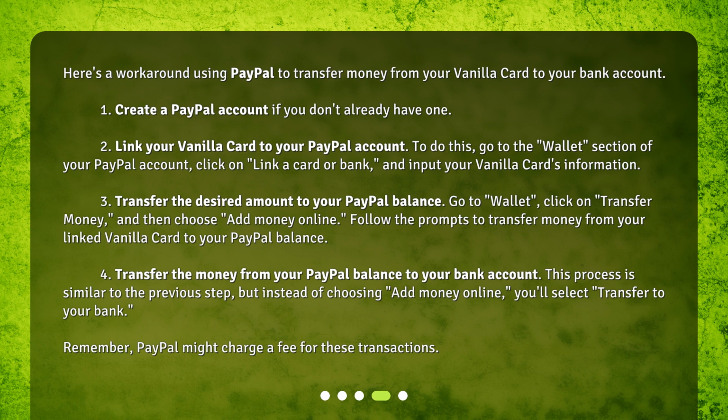3. Transfer the desired amount to your PayPal balance. Go to Wallet, click on Transfer Money, and then choose Add Money Online. Follow the prompts to transfer money from your linked vanilla card to your PayPal balance. 4. Transfer the money from your PayPal balance to your bank account. This process is similar to the previous step, but instead of choosing Add Money Online, you'll select Transfer to your bank. Remember, PayPal might charge a fee for these transactions.